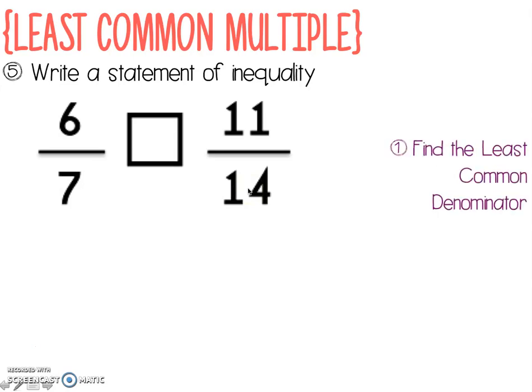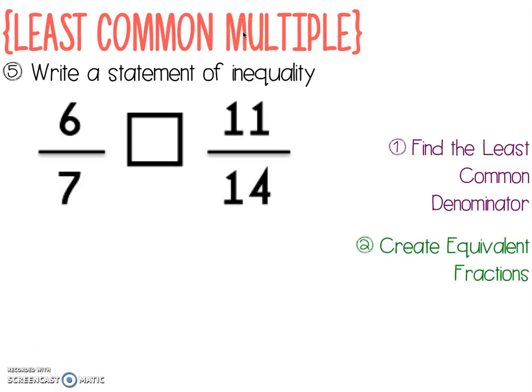So the first thing that we're going to do is find the least common denominator. We're going to do that by finding the least common multiple of the denominators. Then we're going to create equivalent fractions, fractions that have the same denominator. And then we're going to compare using less than, greater than, or equal to.